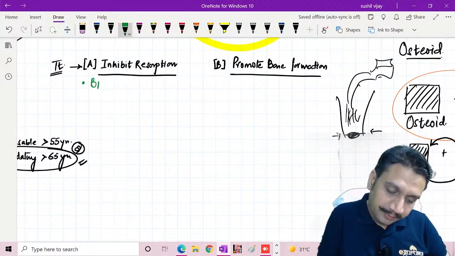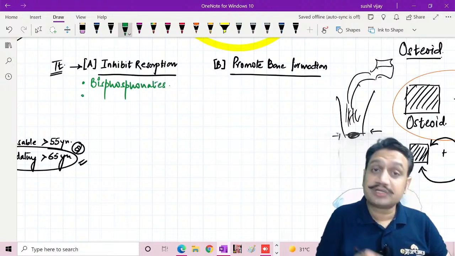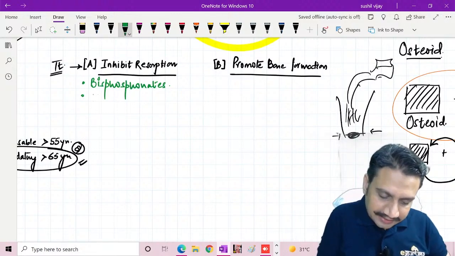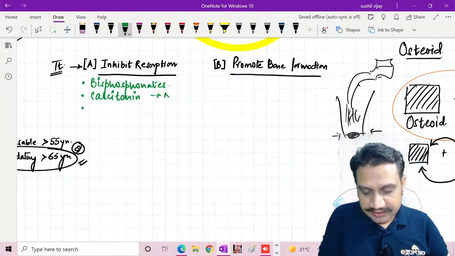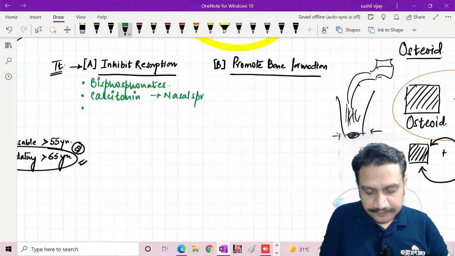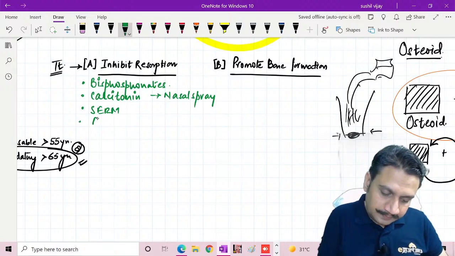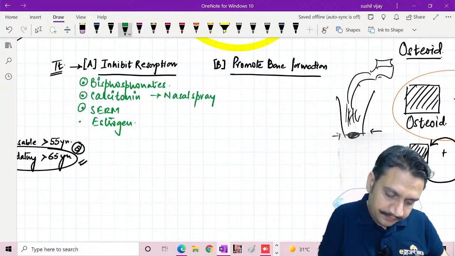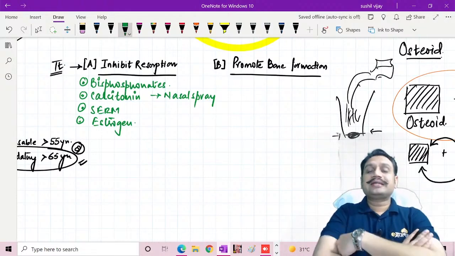The most important treatment for osteoporosis is bisphosphonates. Most important is always the bisphosphonate. The second drug is calcitonin, which is a nasal spray. Third is selective estrogen receptor modulators, and fourth is estrogen. So: bisphosphonates, calcitonin, selective estrogen receptor modulators, and estrogen.